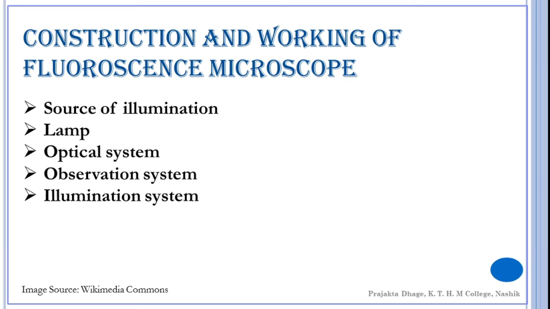Moving on to the observation system, the objectives and the oculars are used for formation of the image of fluorescence. The lens system consists of quartz or fluorite or lithium fluoride. All these materials are transparent to electromagnetic rays, which may be as low as 2000 angstroms.